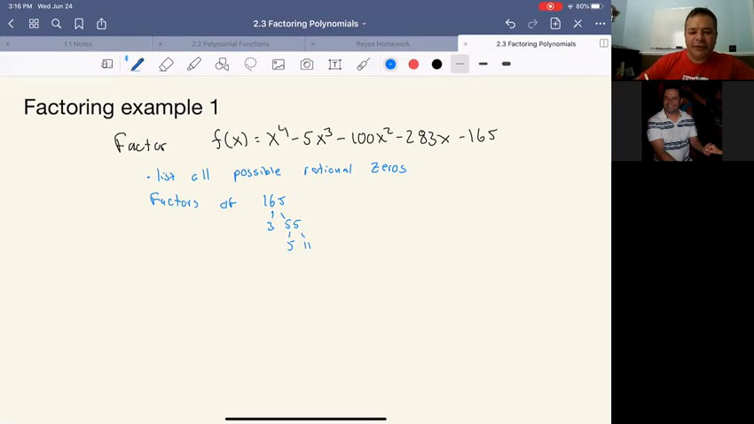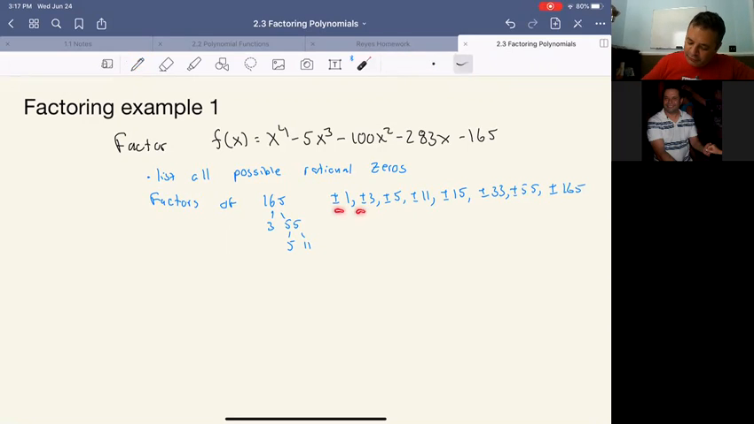Okay, so the list of factors of 165 are plus or minus 1, plus or minus 3, plus or minus 5, plus or minus 11. Now I also have plus or minus 15, the 3 times the 5, plus or minus 33, and plus or minus 55, plus or minus 165. So that's 8 things, 16 numbers to check, which feels like a lot, but compared to the infinity of numbers that you could have had, it's a lot easier. All right, so let's start.